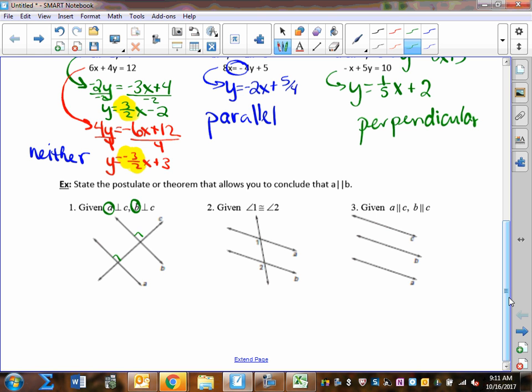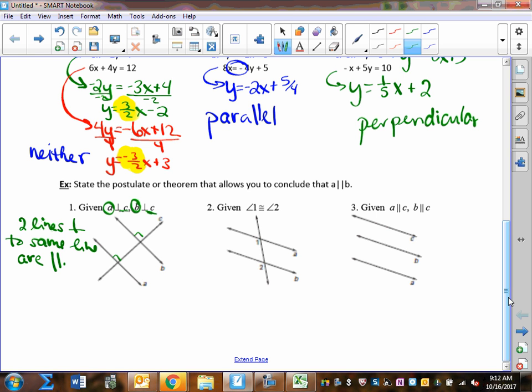And we can even see that here. A and B are perpendicular to the same line. We don't even have to mark in the picture. We can see it just from that given information. Good. Alright, so we do unfortunately have to write out that postulate. And we can shorten it down a little bit. So, state the postulate that allows you to conclude it. Two lines perpendicular to the same line are parallel.